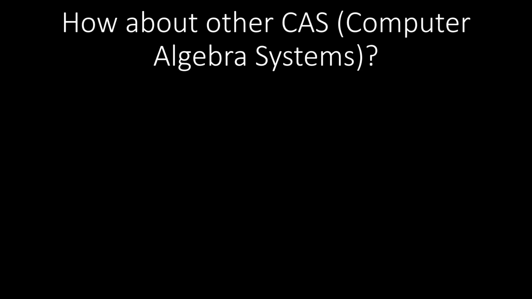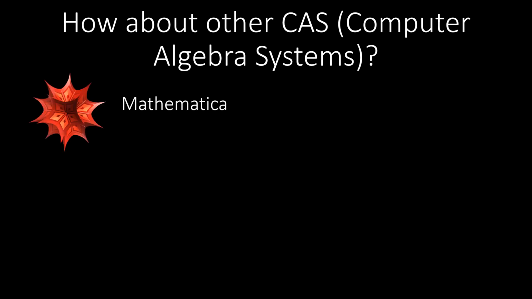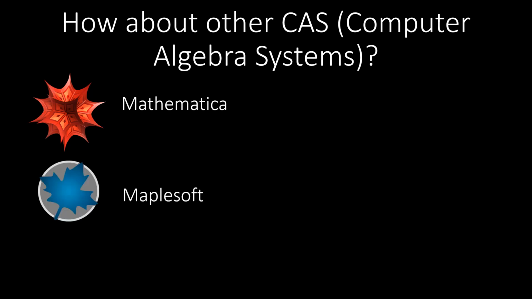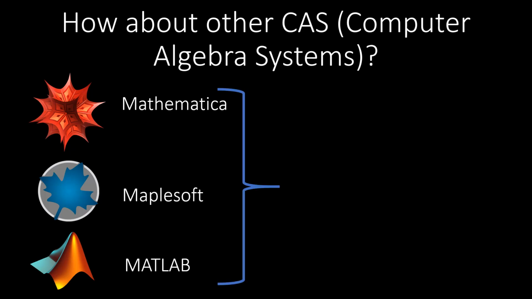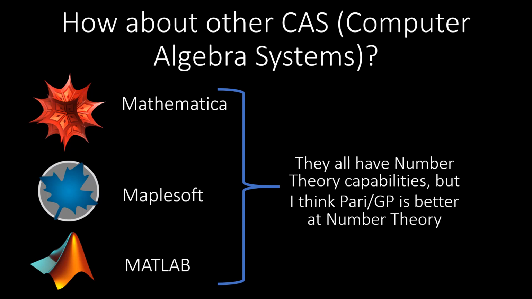Now, how about other computer algebra systems? There are many computer algebra systems you could use. I'm just going to give you an example of some of the most prevalent in the business. For example, Mathematica is one computer algebra system. You also have MapleSoft, and you also have MATLAB and many others. And some others are also out there. All of these computer algebra systems have number theory capabilities. They are more than a calculator, of course, but I think Pari GP is better at number theory.